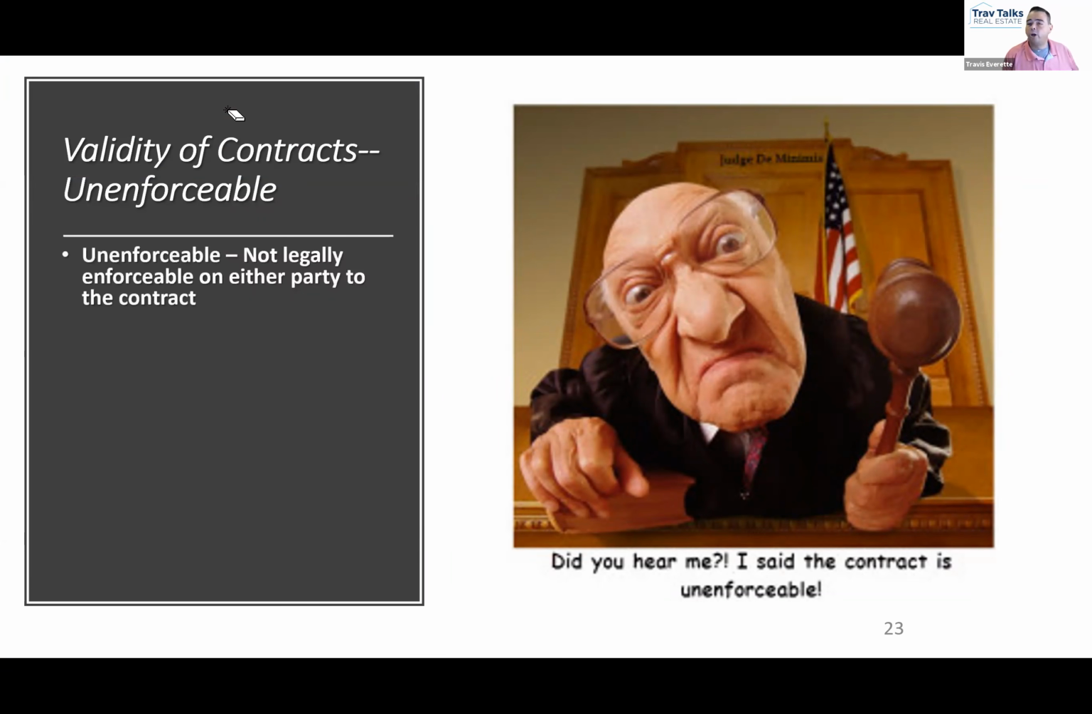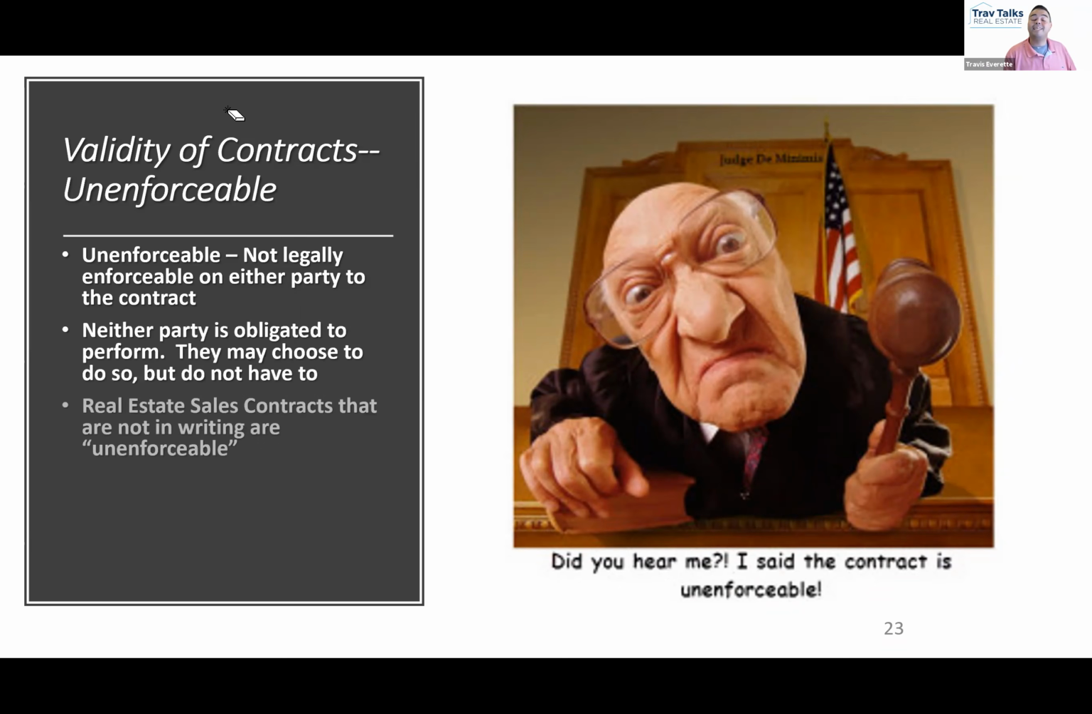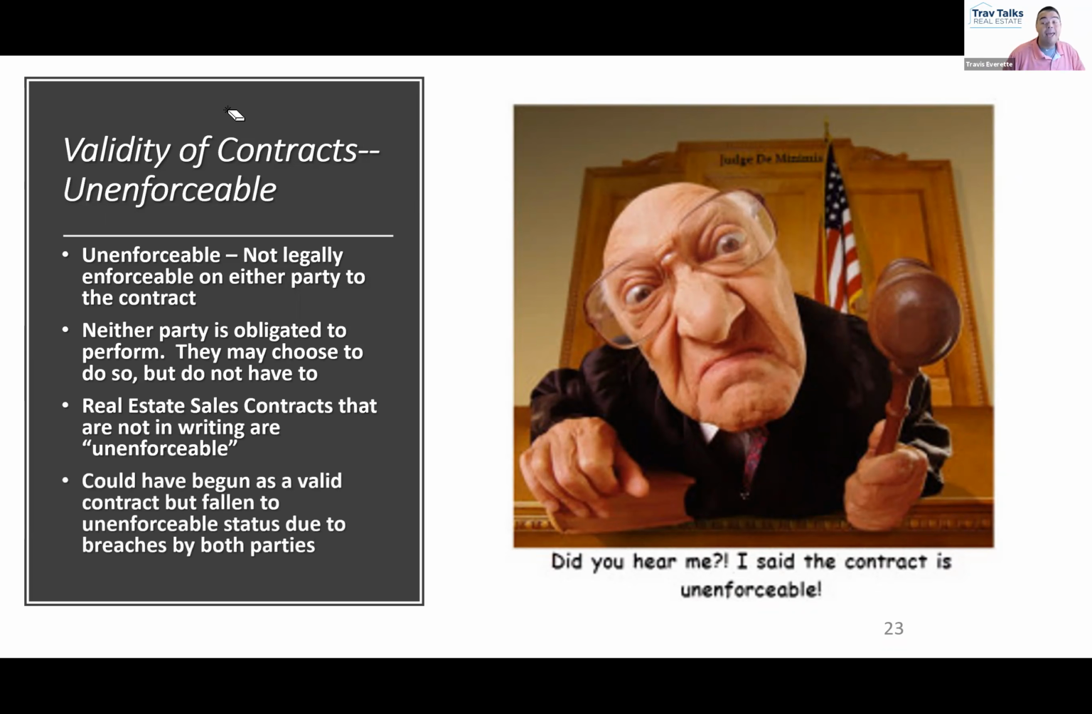Unenforceability is a contract that has no legal status, no legal weight for either party. There might be 20 promises in that agreement. What's the judge going to do with all of them? Throw them out. All gone. No promises. Now, there are promises that were made, but none of them are going to be enforced. Does that make sense for everybody? There were promises made, but none of them are going to be enforced. Neither party is obligated to perform at all. We say those contracts are unenforceable. And that could have started as valid, by the way.